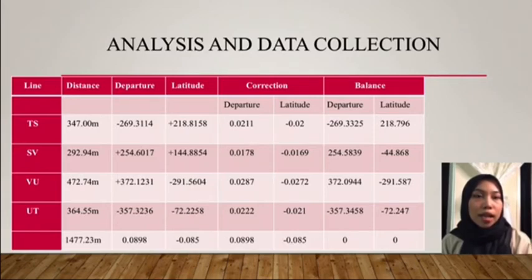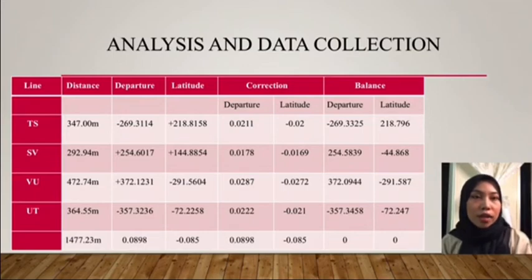Line VU, distance 472.74 meters, departure positive 372.1231, latitude negative 291.5604. Correction for departure is 0.0287. Correction for latitude is negative 0.0272. Balance for departure is 372.0944 and balance for latitude is negative 291.587.